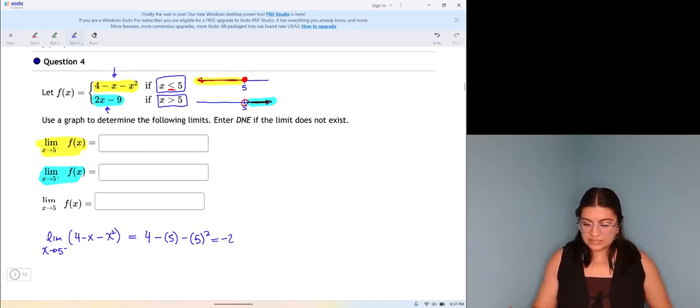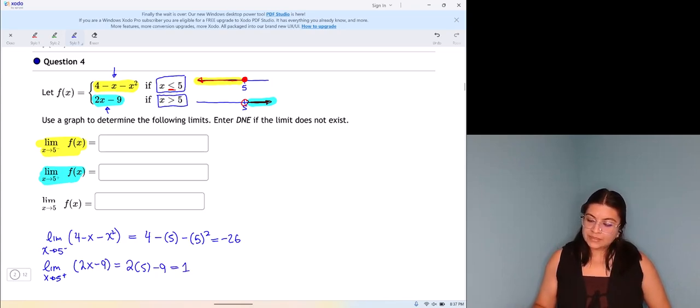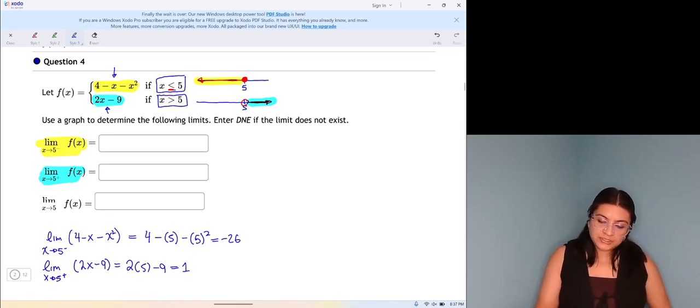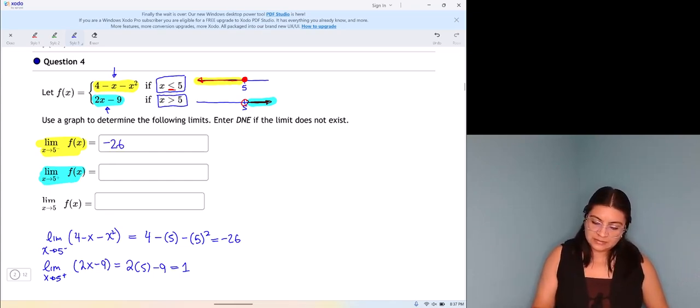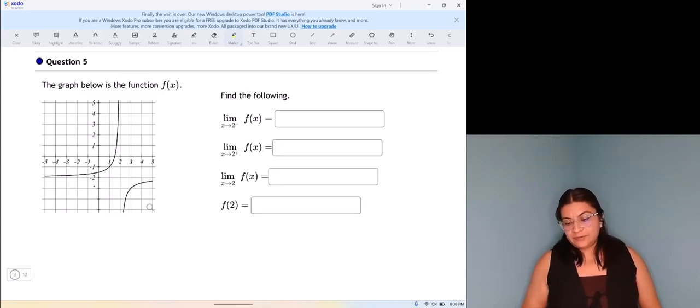And that is negative 26. For the second limit in blue, I'm going to use the second formula. So wherever I see x, I'm going to replace it with a 5. And that is 1. Since these two limits are not matching, then we say that the limit as x approaches 5 does not exist.